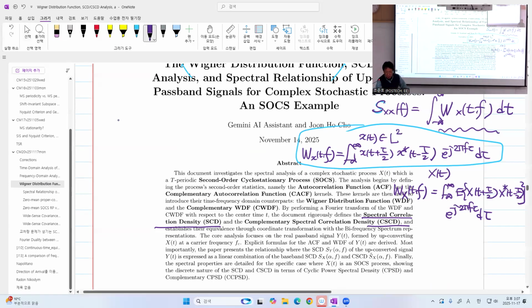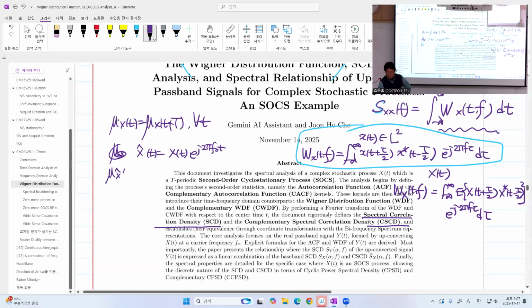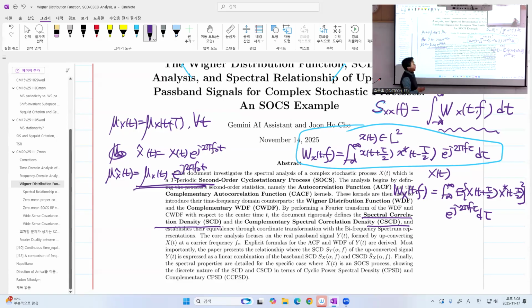Suppose you have mu x periodic with period t. What if you consider mu x hat, which is a slightly modulated version? Then your mean would be this, right? And in order for this to be periodic in t, we need f0 to be an integer multiple of 1 over t, something like that, as we've seen.